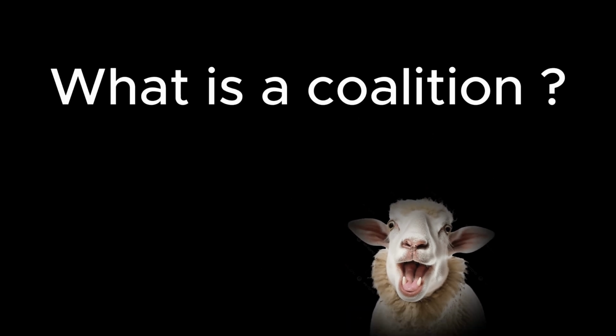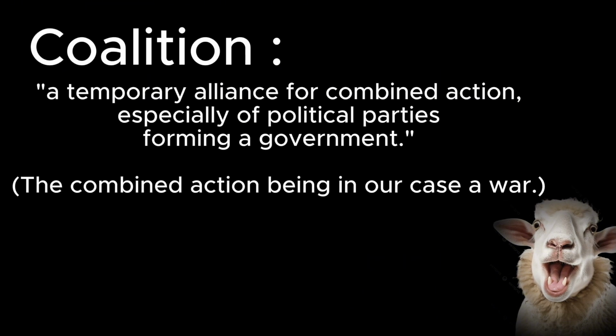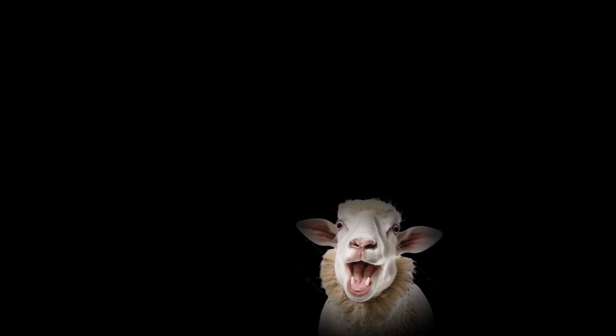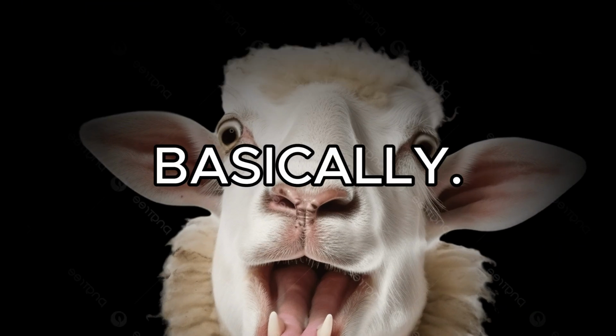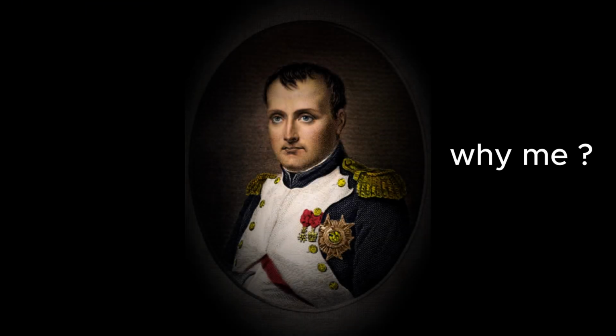Now that's where we dig into it, the coalitions. What is a coalition? What were the coalitions? It's quite the question, isn't it? Well, a coalition is a temporary alliance for combined action, especially of political parties forming a government. So it's an alliance to go to war, basically. Those coalitions are formed against France, always, and there were 5 coalition wars starting from the 3rd one. Yes, because the first ones are not counted as a part of the Napoleonic Wars. And the teams usually don't change, except at the end, you'll see.